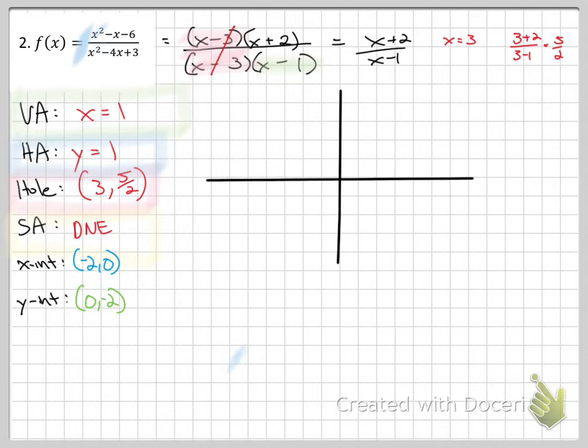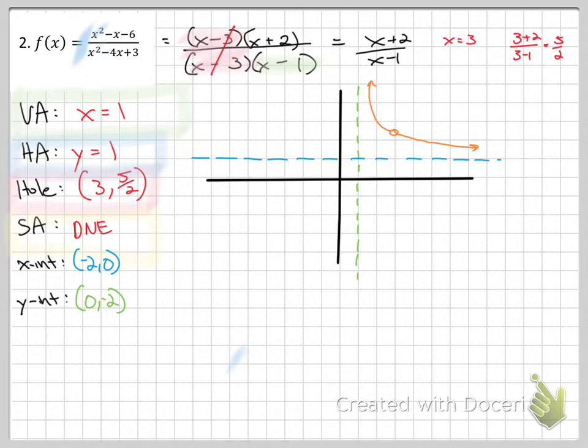Okay, let's see. Vertical asymptote, x equals 1. Pause it and try graphing it on your own. Horizontal asymptote, y equals 1. Hole, 3, 5 halves. 1, 2, 3. 5 halves is 2.5. So I know my curve is up here. It always has to be where the hole is.